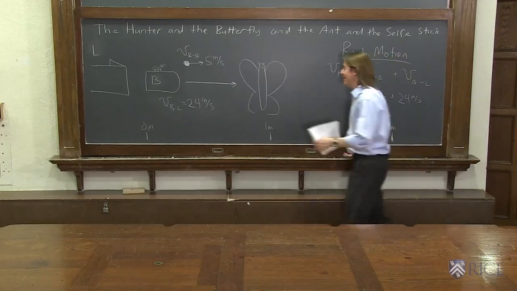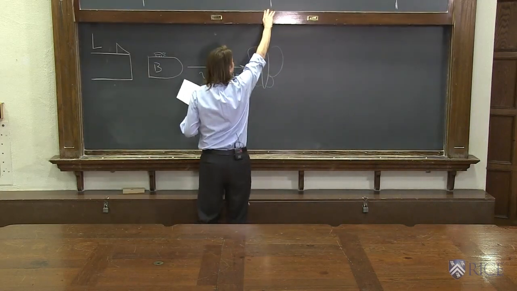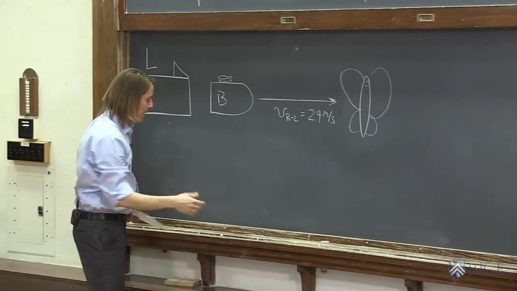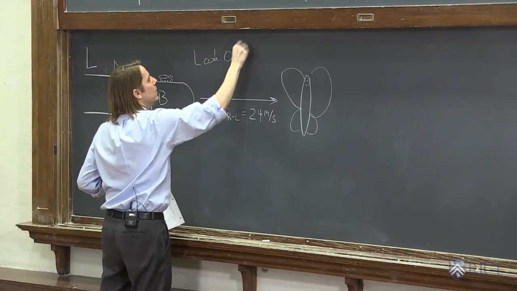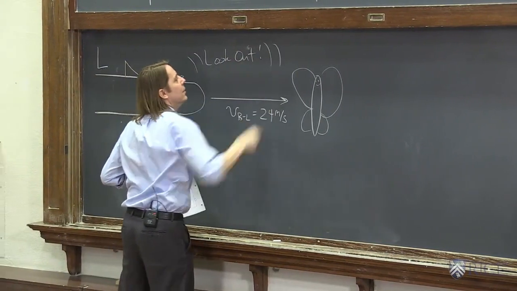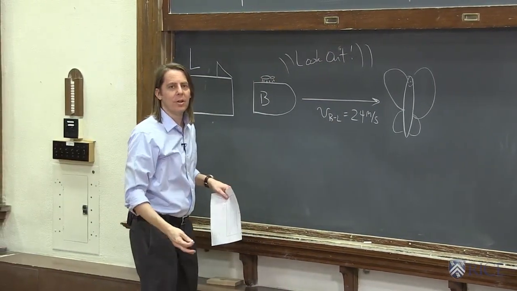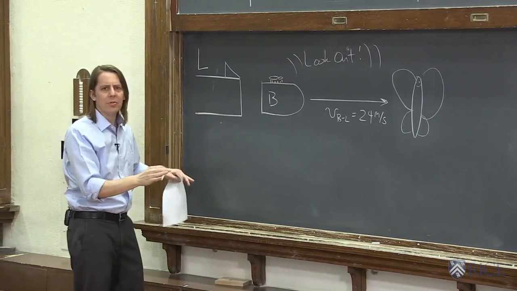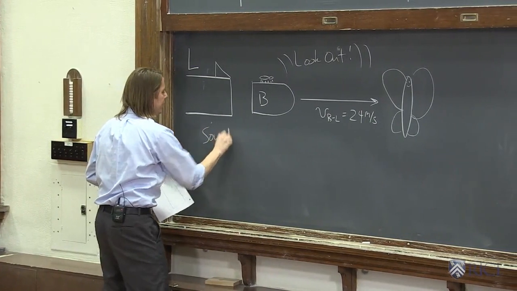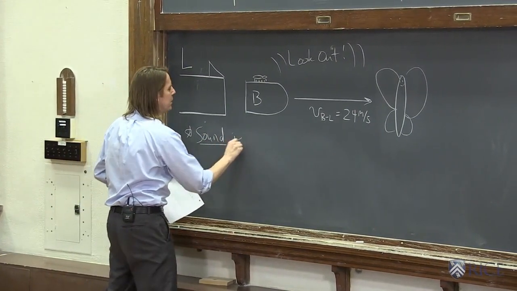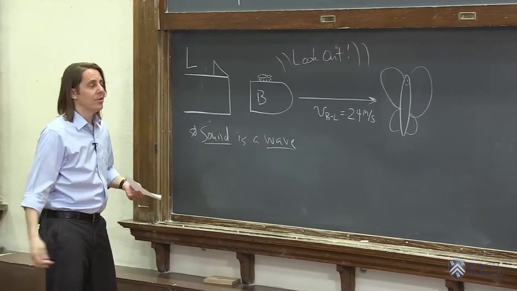But what if the ant doesn't have a rock? Well, the ant still wants to protect the butterfly, so the ant would shout, "Look out!" Right. And that's, of course, sound. The ant would send a sound wave towards the butterfly. So to figure out how this will work in terms of frames of reference, let's talk a little bit about sound. Sound is a wave. So we have to think a little bit about waves.